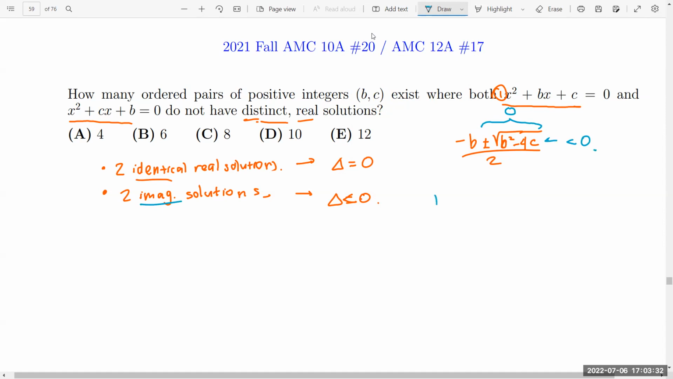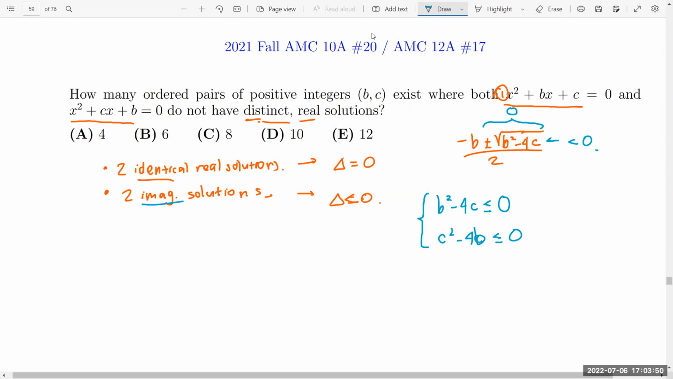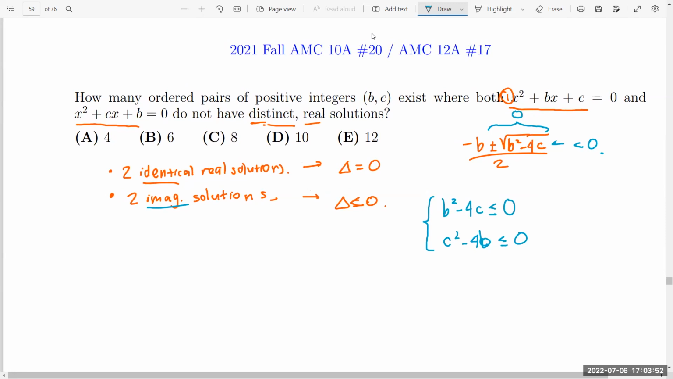So what we're saying is b squared minus 4c is less than or equal to 0 and c squared minus 4b is also less than or equal to 0. We use these two inequalities to try and bound our pairs here, because first of all, notice how we can write that b squared is less than or equal to 4c, so c is at least b squared over 4. And similarly, we also have b is at least c squared over 4.